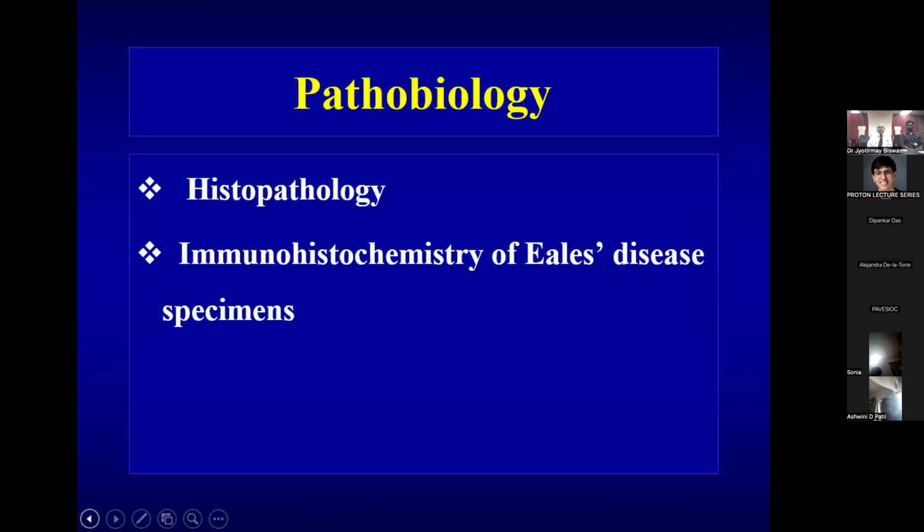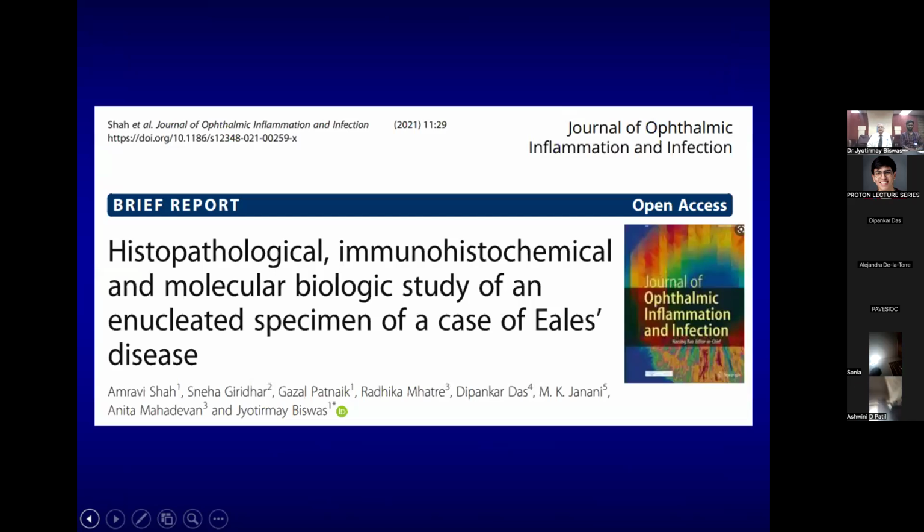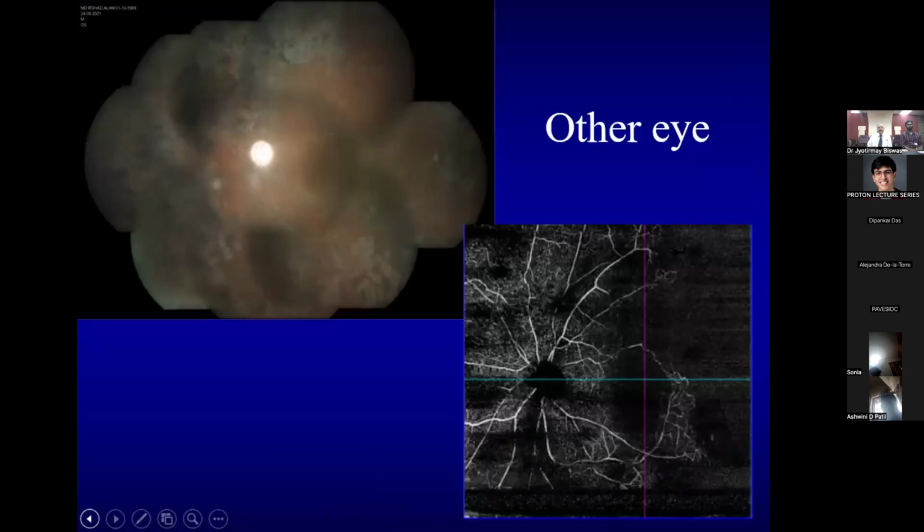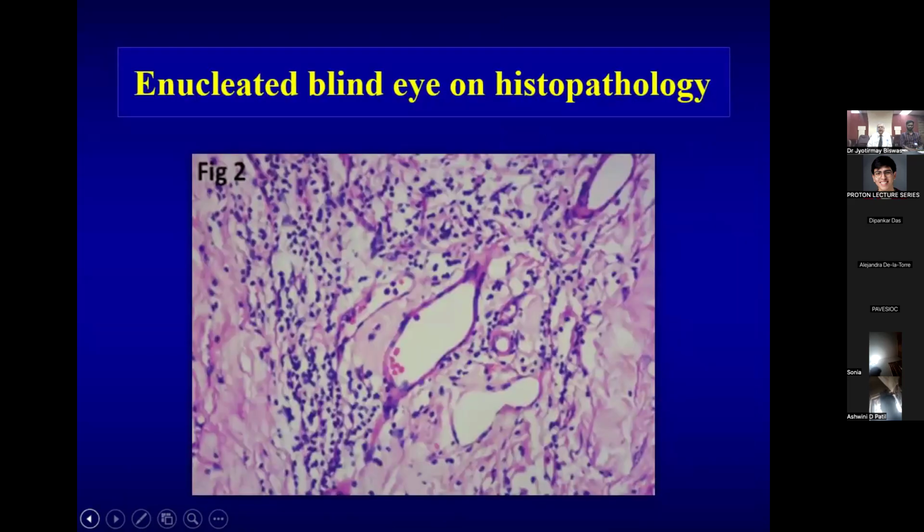We did several histopathology and immunohistochemistry studies of Eales disease specimens, and this is one of the studies which we published in the Journal of Ophthalmic Inflammation and Infection: an immunohistochemical study, histopathological study, and molecular biologic study of an enucleated specimen of a case of Eales disease. This patient had Eales disease in the end stage in the left eye, while the right eye was enucleated due to a painful blind eye.